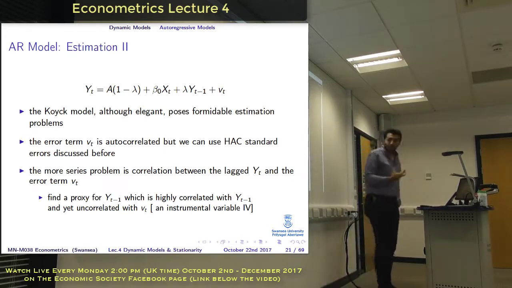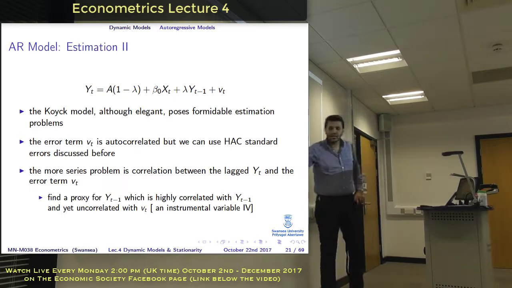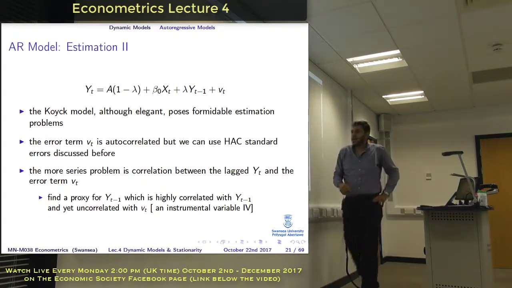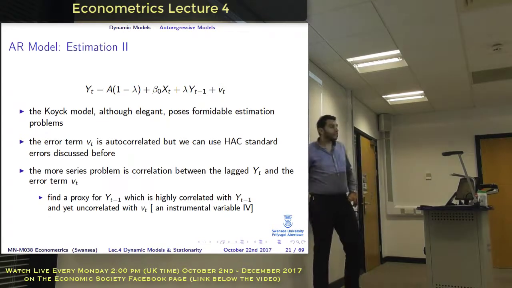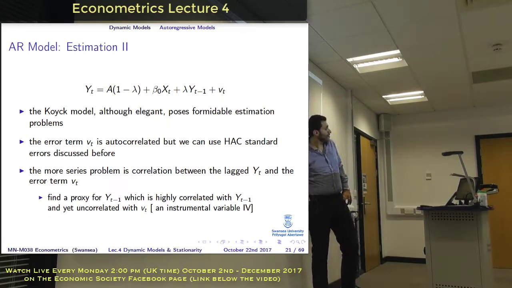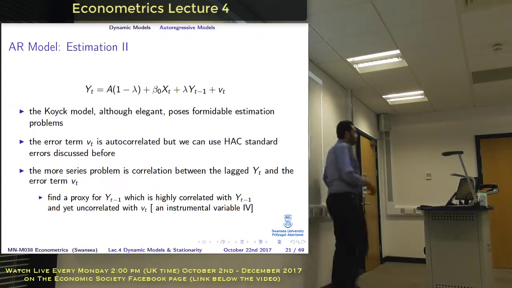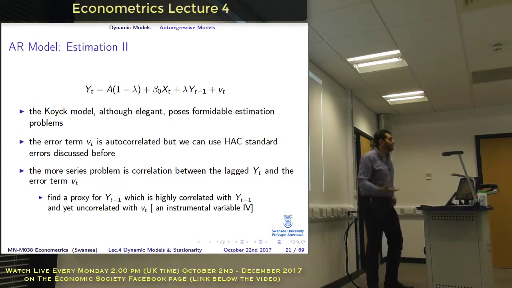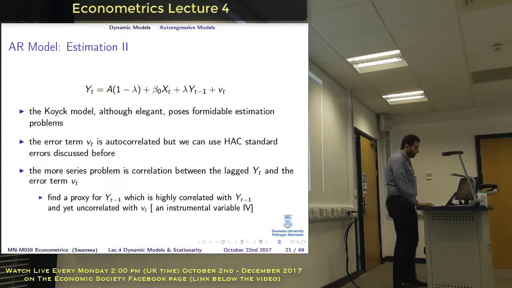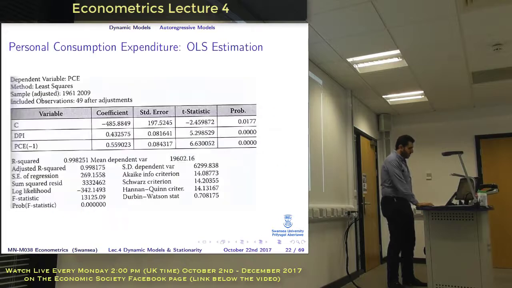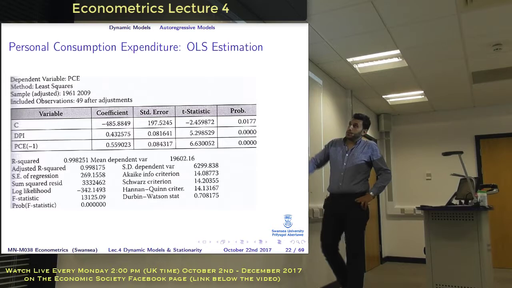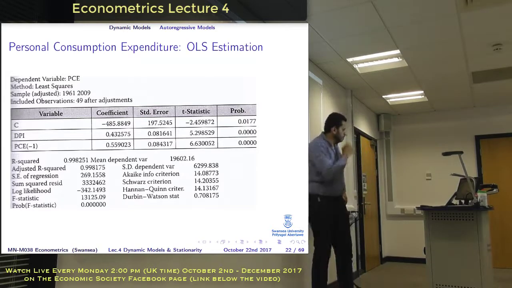So another variable that is highly correlated with Y_t minus 1, which here is the consumption expenditure in time t minus 1, but is uncorrelated with the new error term. If you find such a variable, then you could use it instead of Y_t minus 1 on the right-hand side, and this is how you may be able to deal with this problem. So this is a very quick example of the first model.